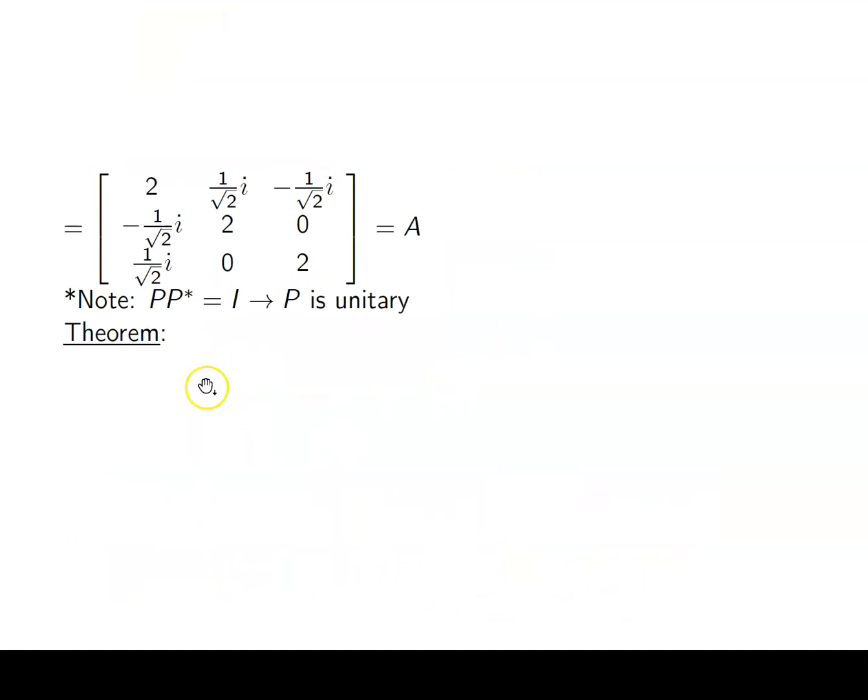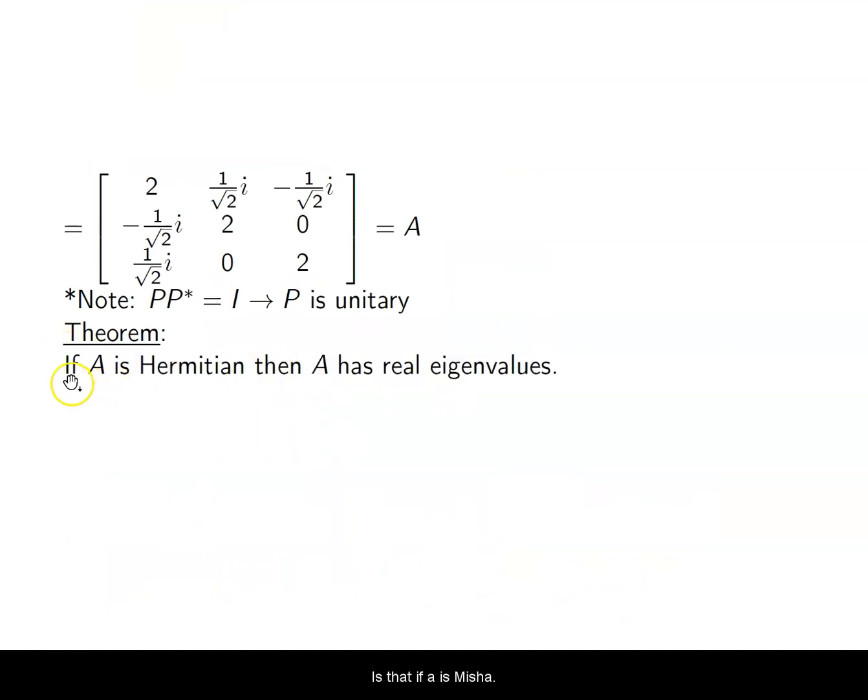So the last theorem is that if A is Hermitian, then A has real eigenvalues. If you notice, our matrix A here was Hermitian, and my eigenvalues were 1, 2, and 3, even though I have a whole bunch of complex stuff going on in there. So that's our last video.